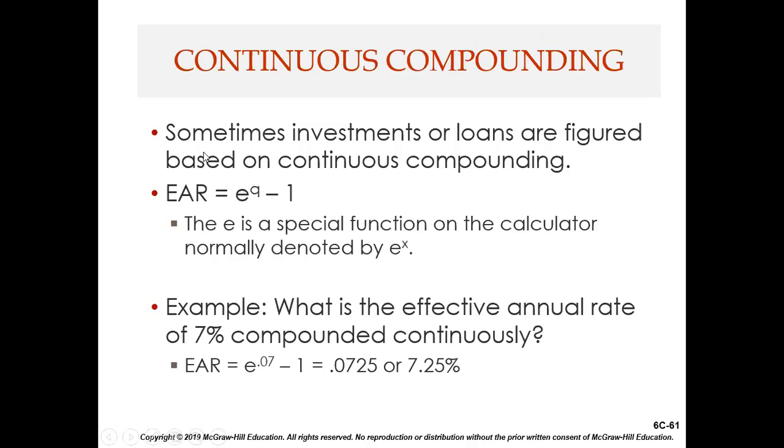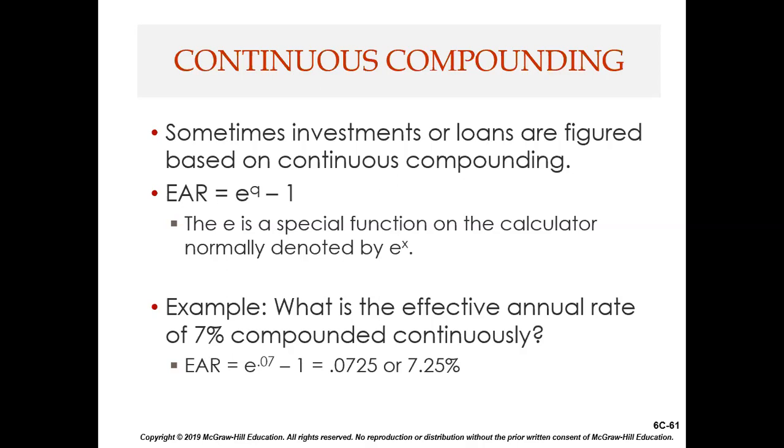Sometimes investments or loans are figured based on continuous, constant compounding. To determine the effective annual rate, we take E to the Q power minus 1. The E is a special function on the calculator that is normally denoted by E to the X power. I see it on my end. Actually on my LN key on the left-hand side, third button from the bottom. So what is the effective annual rate of 7% compounded continuously?